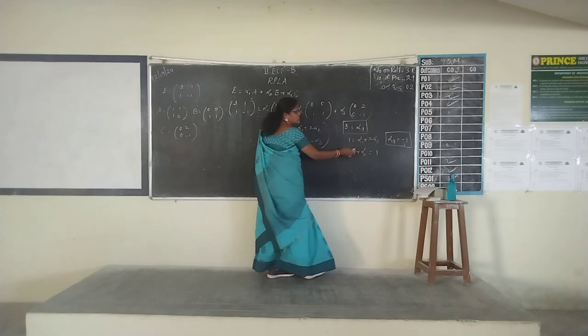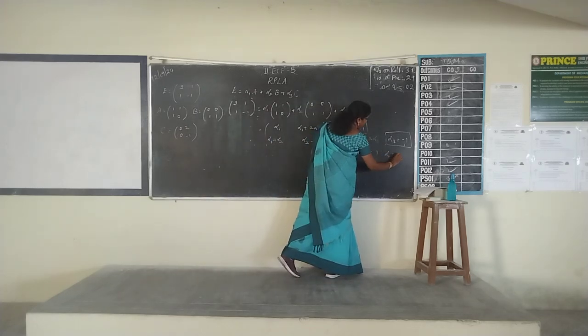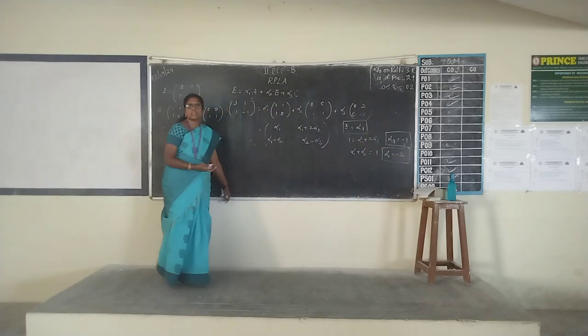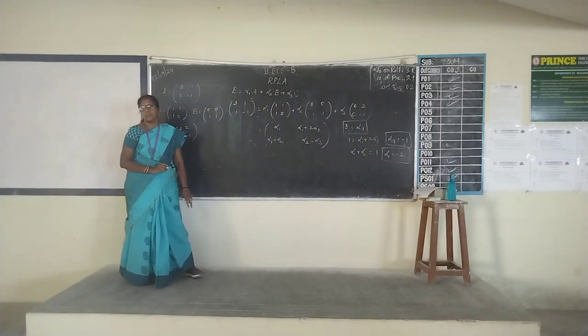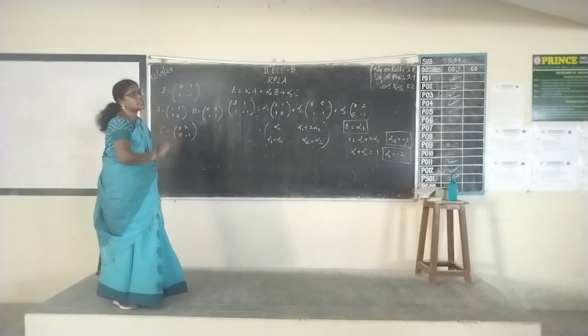So again alpha 1 is 3. Tell me what is alpha 2? Minus 2. Okay, got the answer, easy. What is the next step we should do? Substitute and rewrite the first equation.